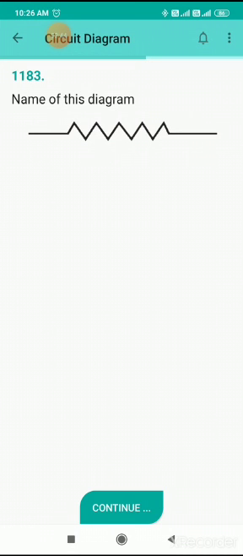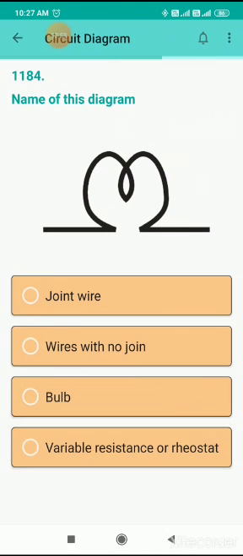Okay, now name of this diagram. This is what? Obviously, this is a resistor of resistance R. Now, some questions. Name of this diagram. This is what? Joint wires, wires with no joint, bulb, variable resistance, or rheostat. Obviously, this is a bulb.